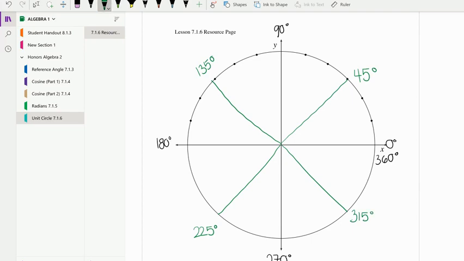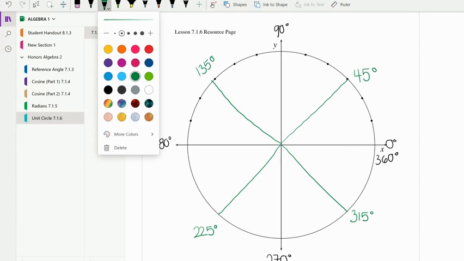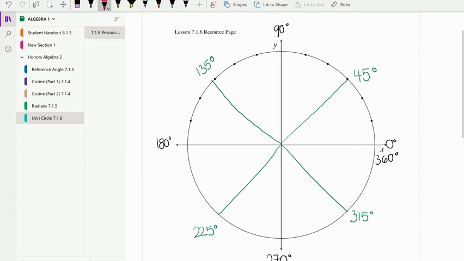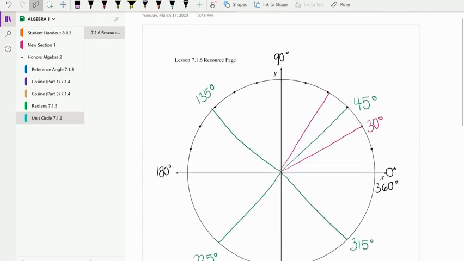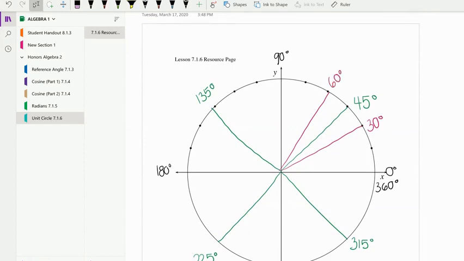All right, from there, we're going to go to our every 30-degree angles. I'm going to put those in. And they have extra dots here that we're not going to use. We're just going to do the 30, 60, 90s, 45, 45, 90s. So this would be 30 degrees, and then next would be 60. The next would be 90.